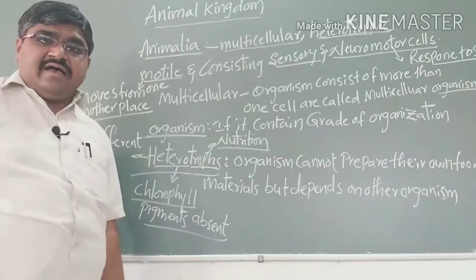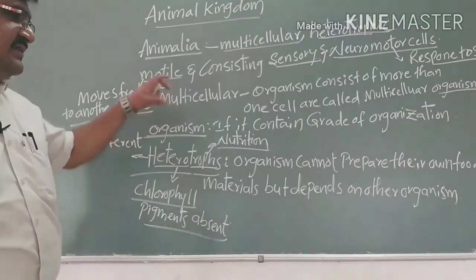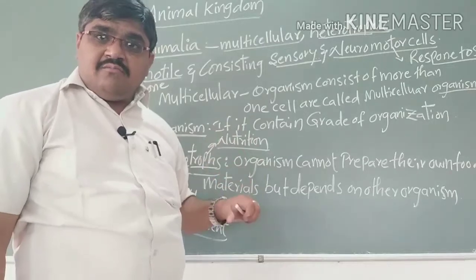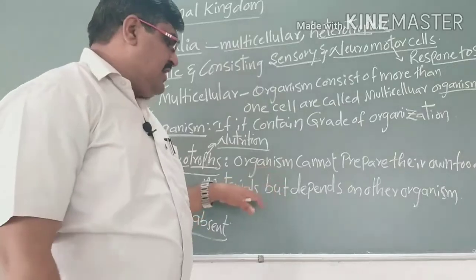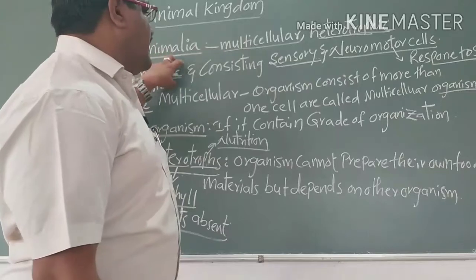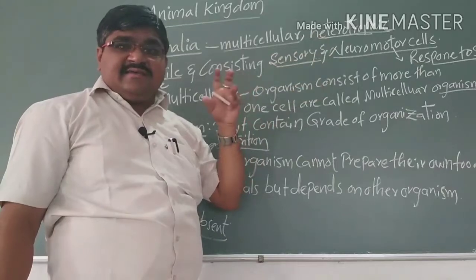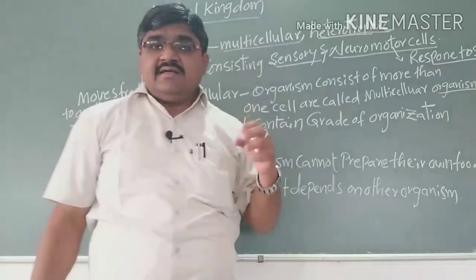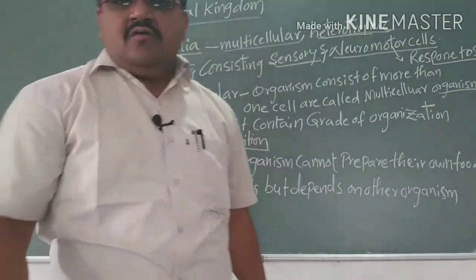So these are called animals. Later we will discuss these salient features one by one in detail. Animals are multicellular, heterotrophic, motile, and also consist of sensory and neuromotor cells. Such types of organisms we call animals.